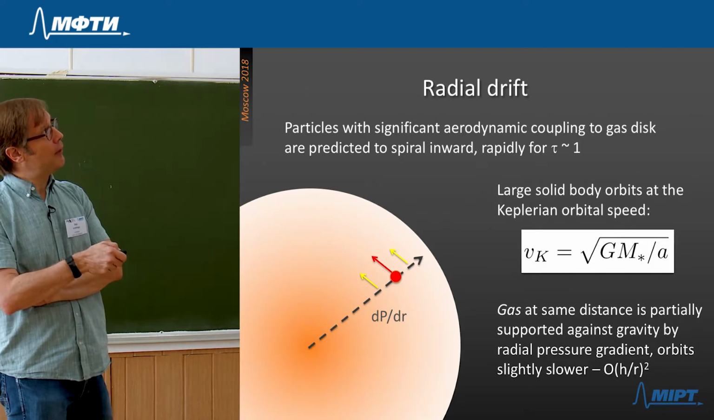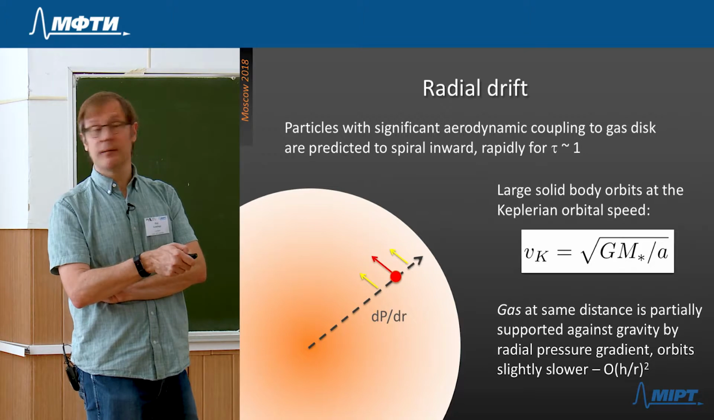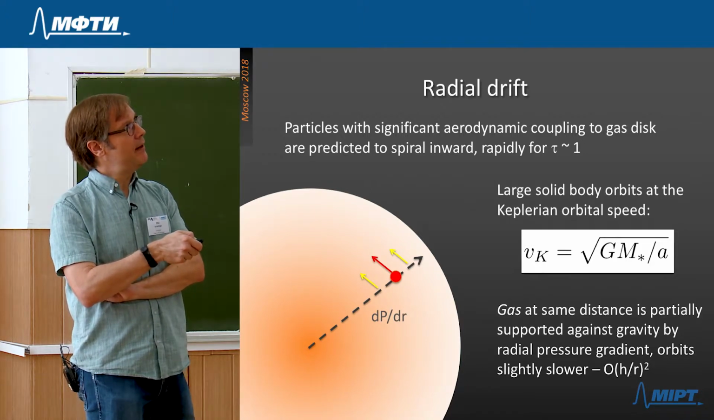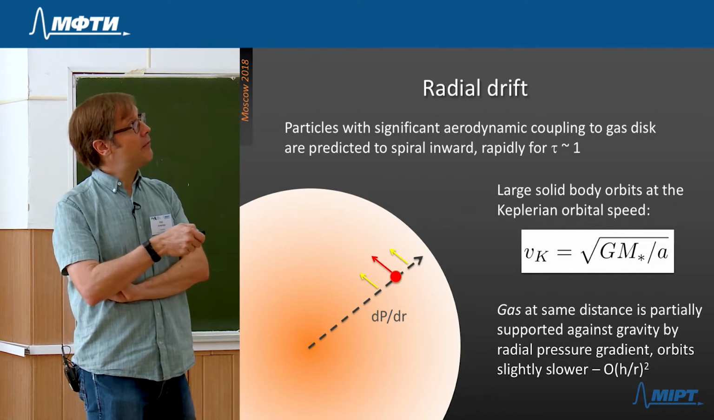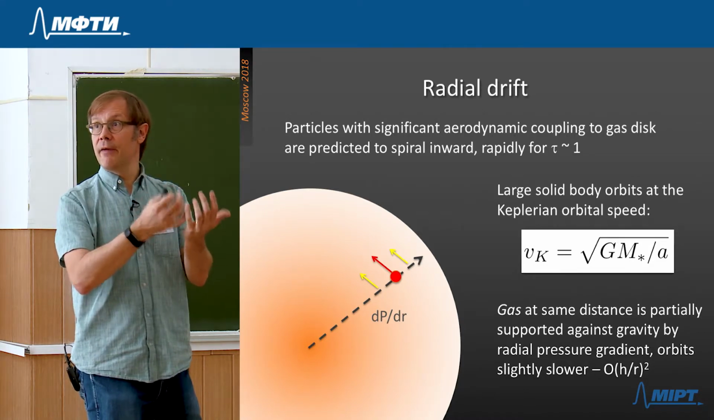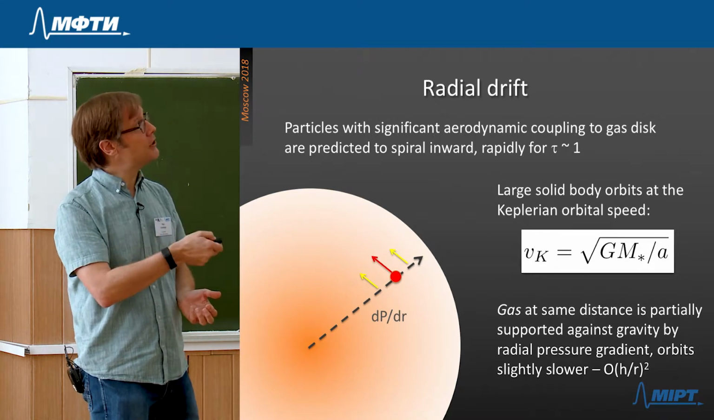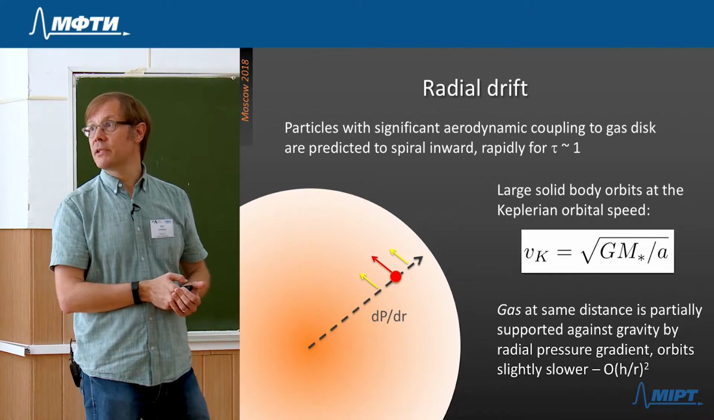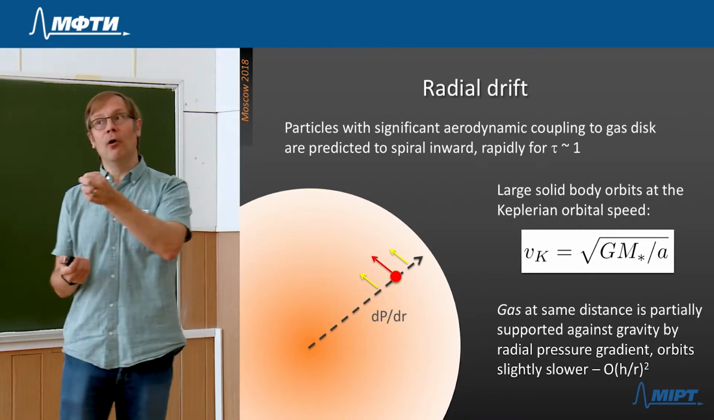Now, if we have a large solid body, it will, on the other hand, be moving at the Keplerian speed. So here's the large body, moving at the Keplerian speed, and the gas around it is moving a little bit slower. So the gas will be coming into this solid body, and it will feel a headwind. The aerodynamic drag will remove some angular momentum, and then this large solid object will spiral in towards the central star.